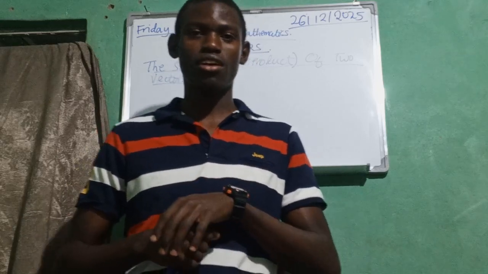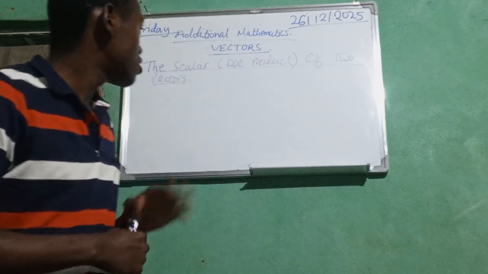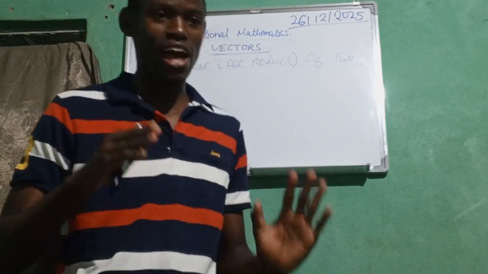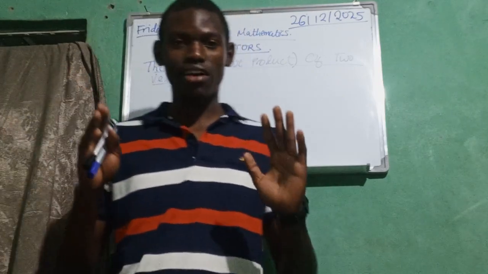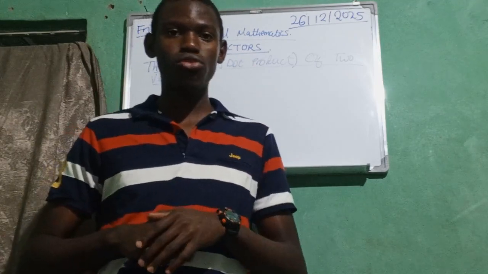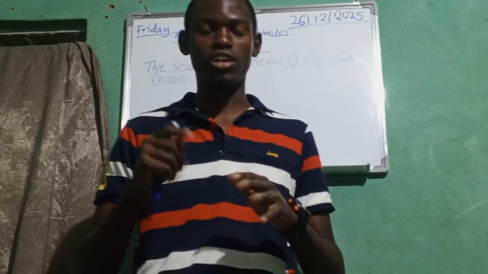In A-levels, we'll look at the vector product of two vectors. So the vector product is not covered in additional mathematics. We only cover the scalar or dot product of two vectors. I'm going to talk about the formula for finding the scalar or dot product of two vectors.